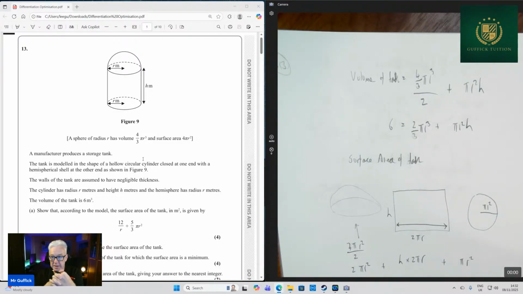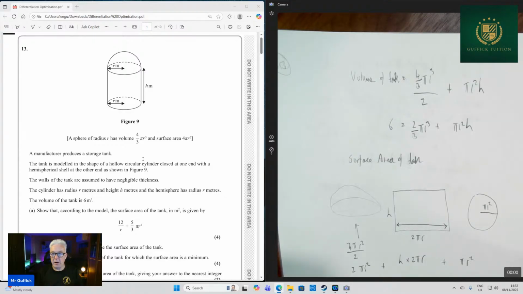Really good question. Again, this is an Edexcel exam question. It says: a manufacturer produces a storage tank. The tank is modeled in the shape of a hollow circular cylinder closed at one end with a hemispherical shell at the other, as shown in figure 9. The walls of the tank are assumed to have negligible thickness, the cylinder has a radius of r meters and a height of h meters, the hemisphere has a radius of r meters, and the volume of the tank is 6 meters cubed. Show that, according to the model, the surface area of the tank M is given by that particular formula.